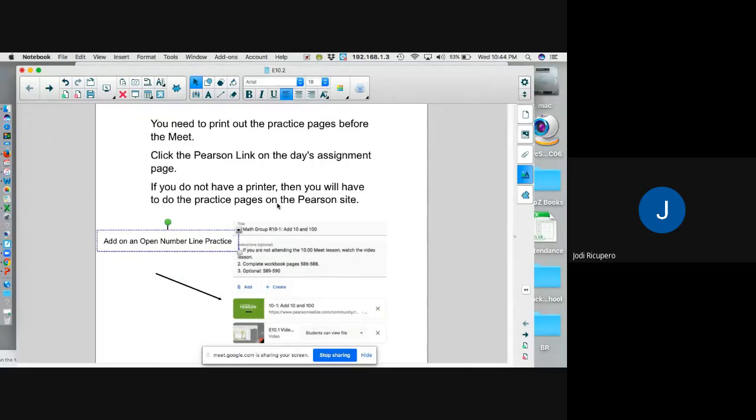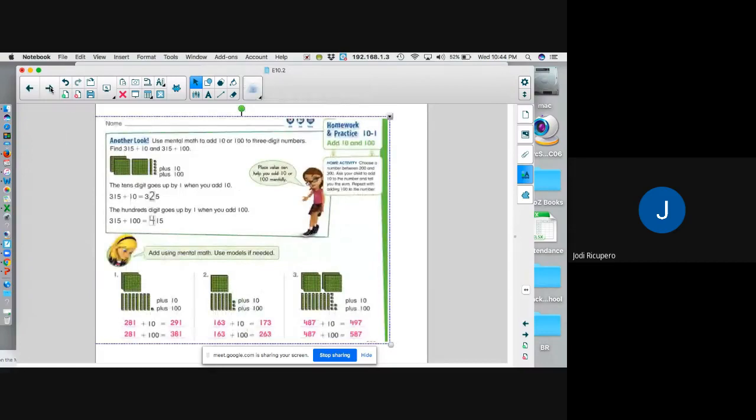Today's lesson, you're going to need to print out the practice pages before the meet. You're going to click the Pearson link on the day's assignment page. If you do not have a printer, then you will have to do the practice pages on the Pearson site. Please check your homework. Press pause if you need more time.